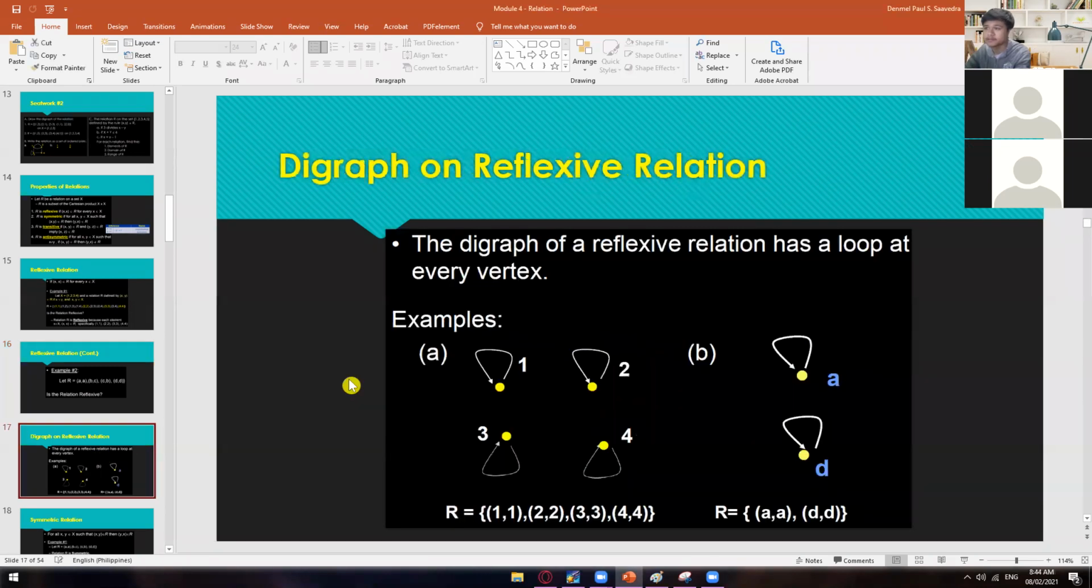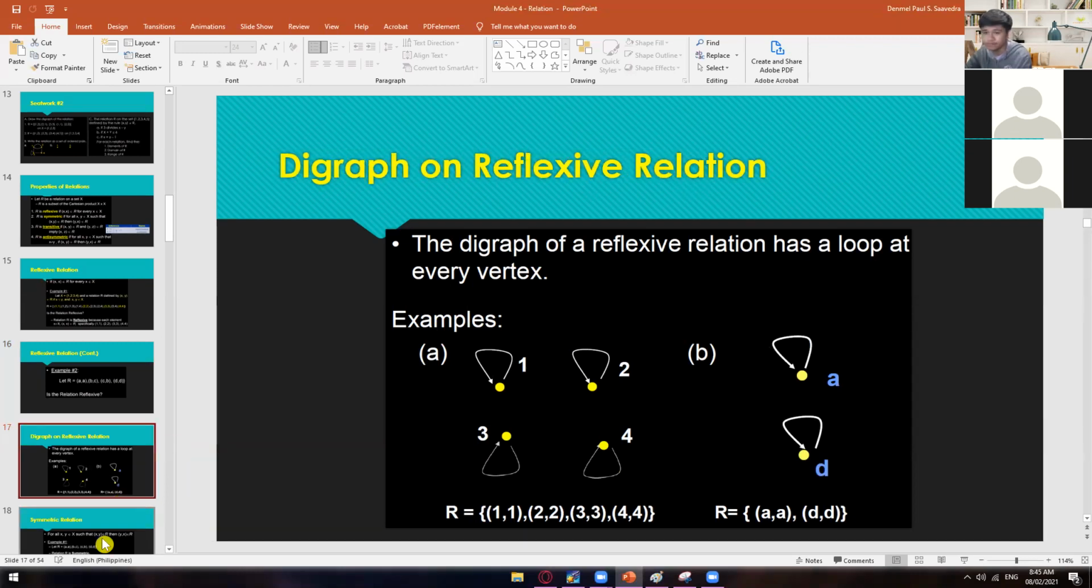Okay, so the next one here is digraph on reflexive relation. Here's just the representation of a digraph. As you can see, if we have four elements, we also have four reflexive ordered pairs: 1,1, 2,2, 3,3, and then 4,4. If we have a, b, then we also have (a,a) and then (b,b).